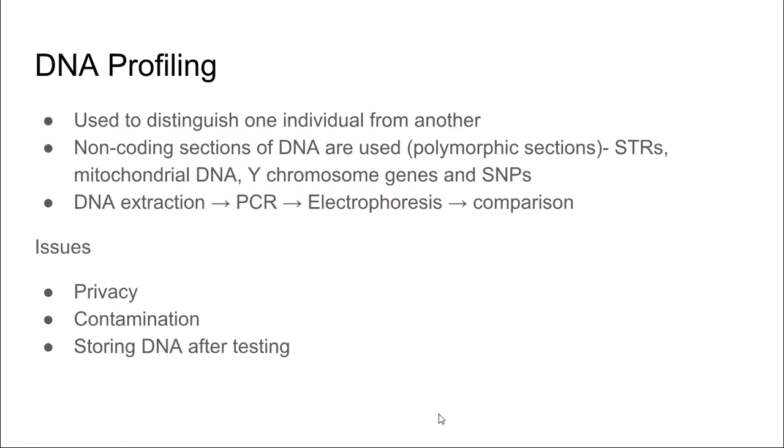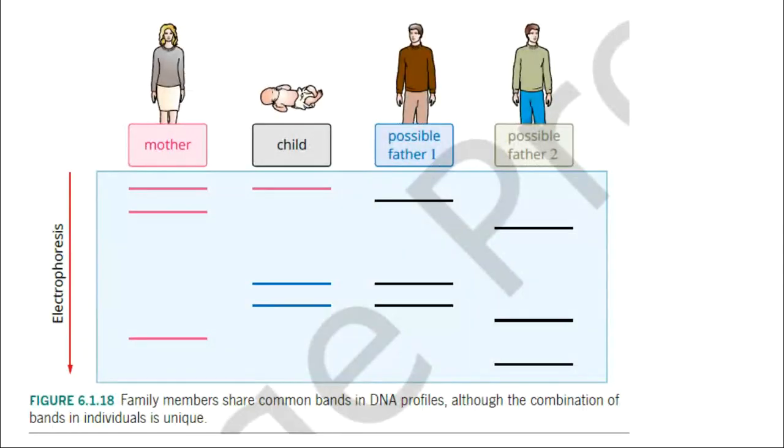DNA profiling is also used to distinguish one individual from another, and it uses the non-coding sections of DNA that we've already talked about. It undertakes the process that we've looked at. So we have to extract the DNA, and we have to amplify it via PCR. We then use the electrophoresis process. So the restriction enzymes cut it up, we put it through electrophoresis, and then we can compare these to match up some DNA profiles. However, there are some issues with this process in terms of privacy, whether the samples can be contaminated during the process, and how the DNA is stored after testing.